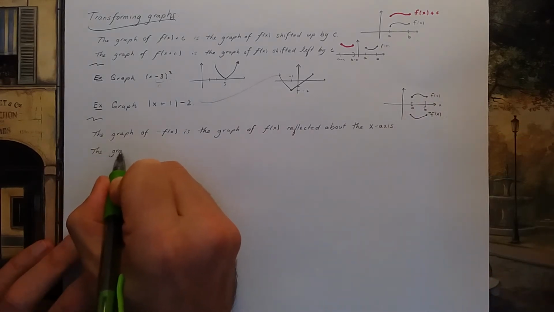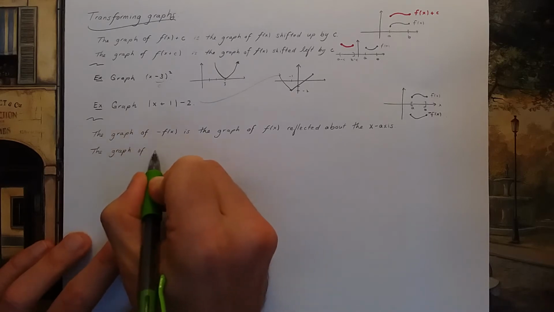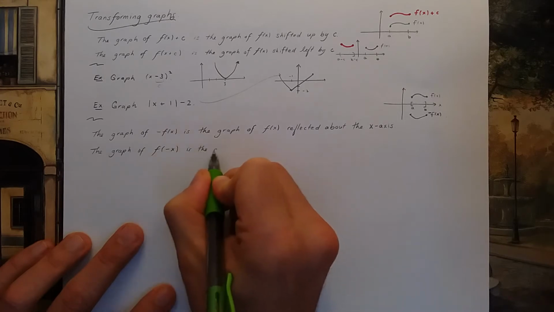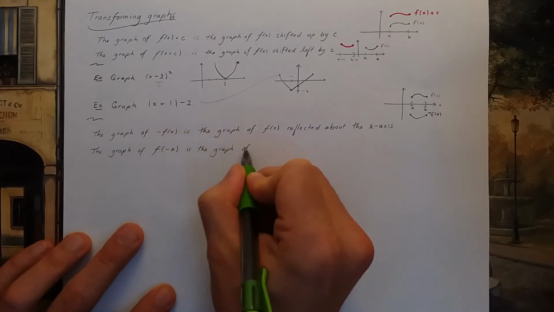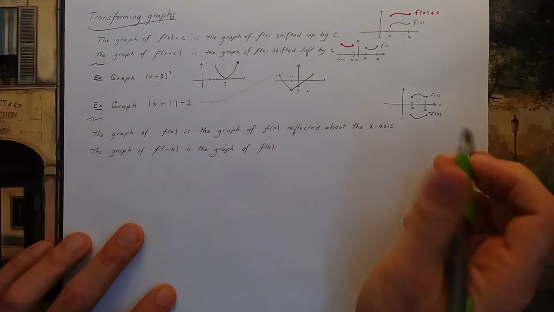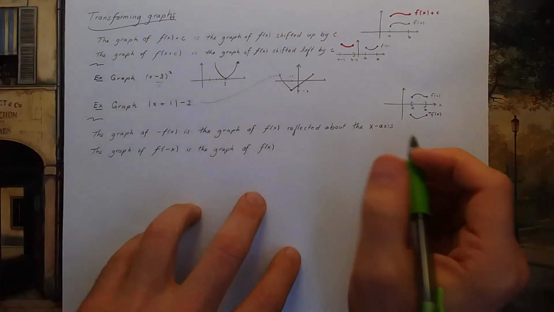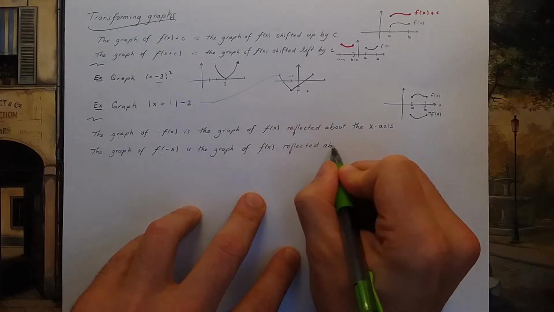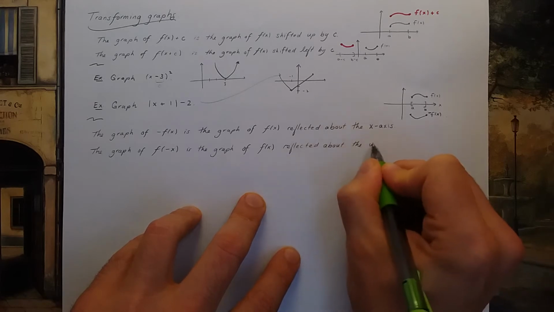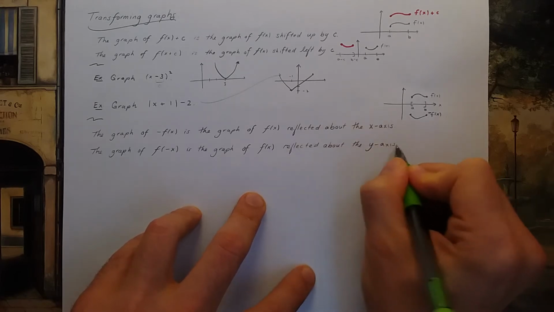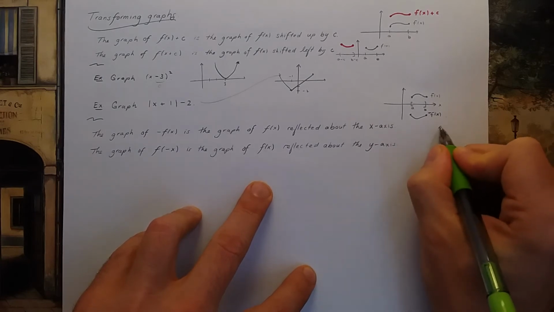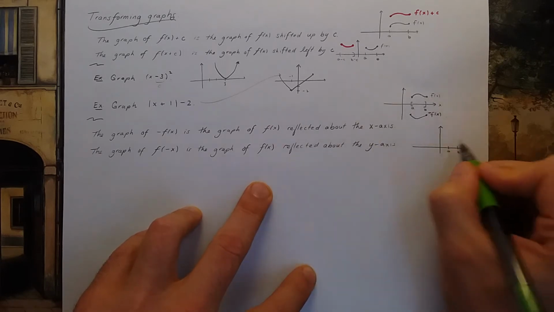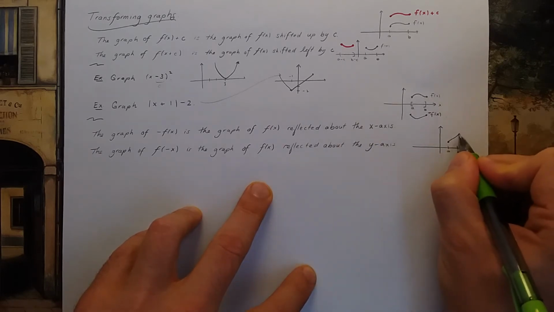The graph of the function f of negative x is the graph of f of x, but this time reflected about the y-axis. So that picture might look like this. So I have a function on the interval from a to b. Maybe it's a straight line like this.